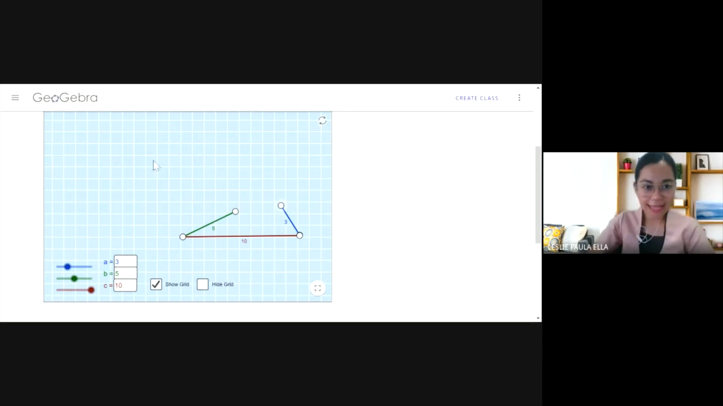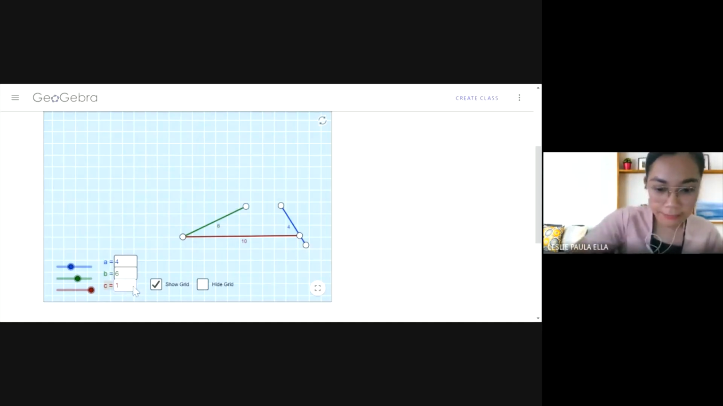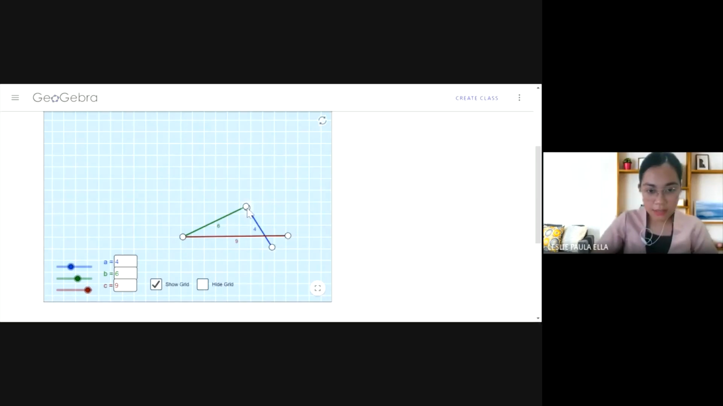4, 6, and 9. So let's see if we have 4, 6, and 9, if we can form a triangle. We have 4, 6, and 9. This gives us the figure of, oops. Do you think that we have formed a triangle with the given lengths of 4, 6, and 9? Yes or no? Yes. Okay.